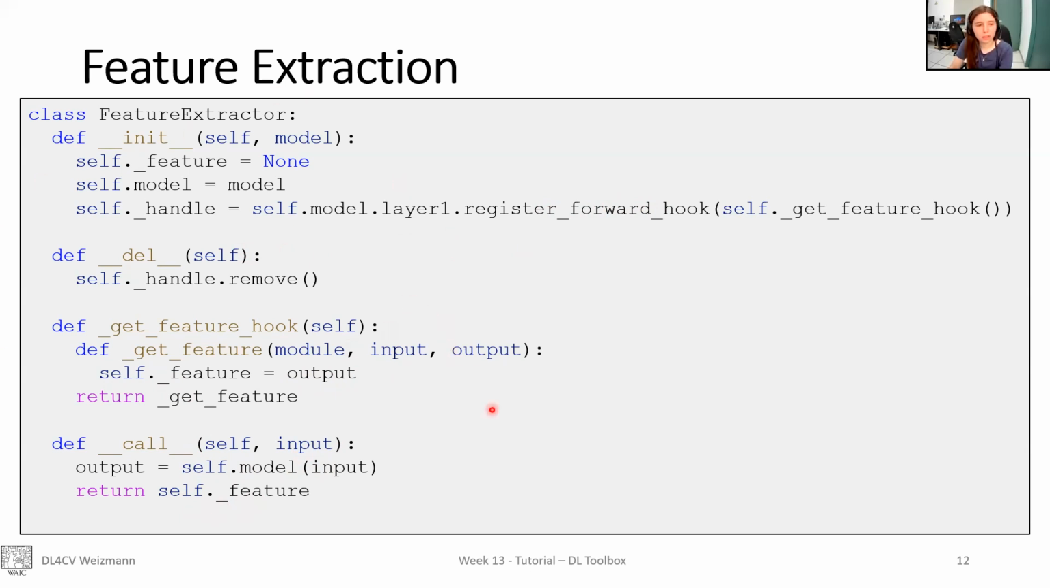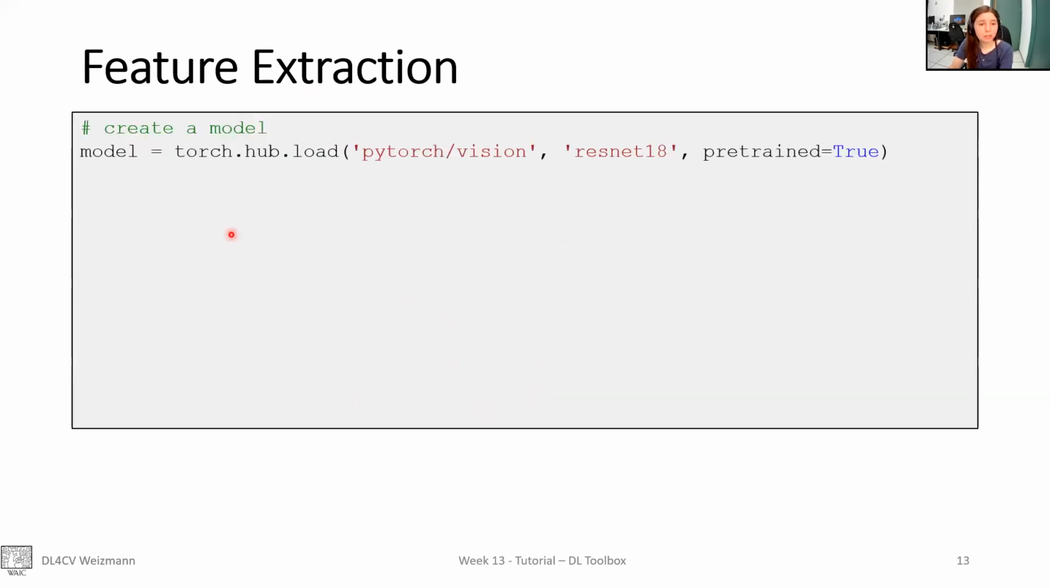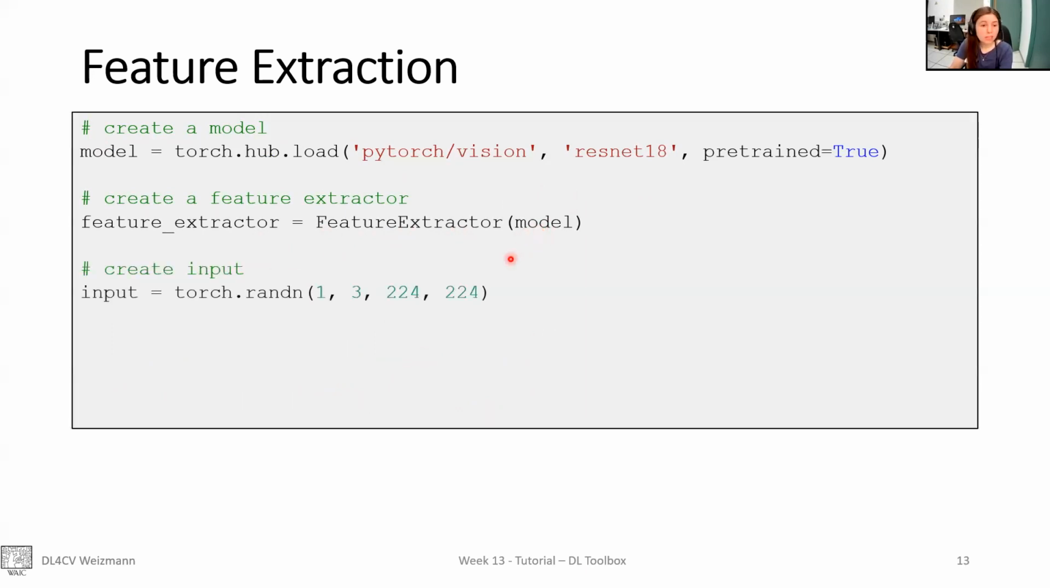and functioning properly. And the way to use this feature extractor is simply to define a model. We can, again, easily do it using Torch Hub. Then we define our feature extractor given this model, and then we define some input. It could be an image, it could be a random input, and we give it to the feature extractor and finally receive the intermediate feature we were hoping to receive.